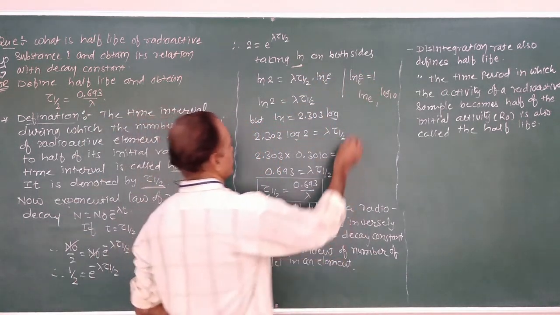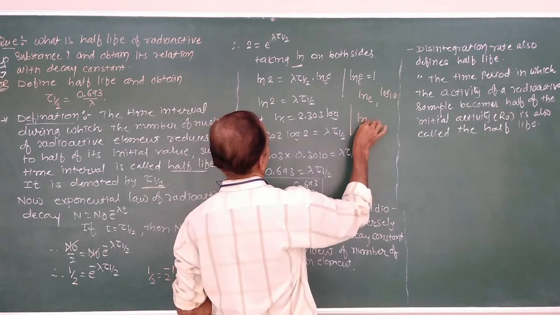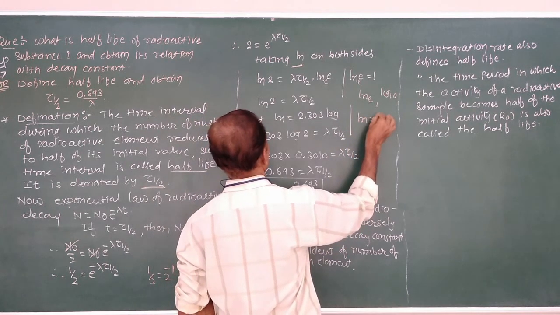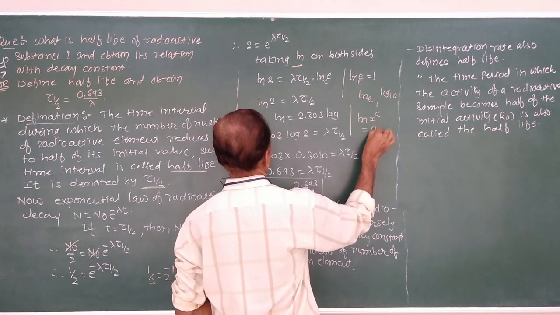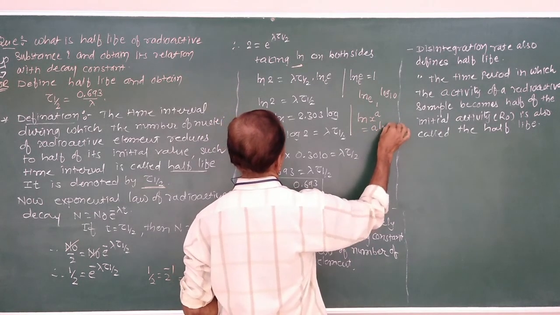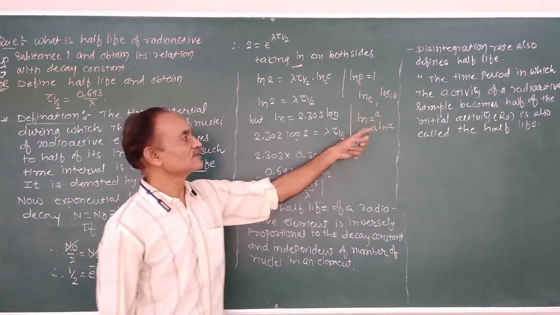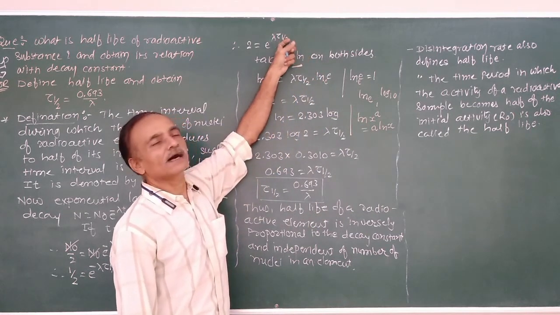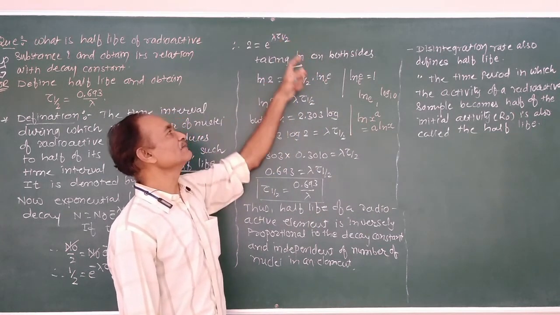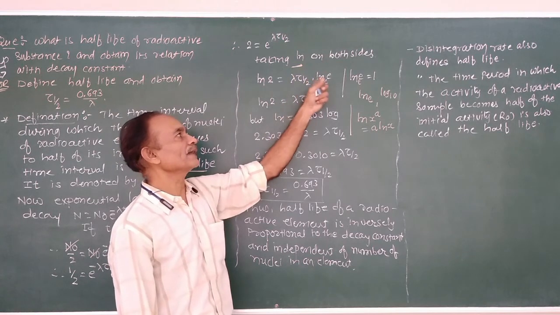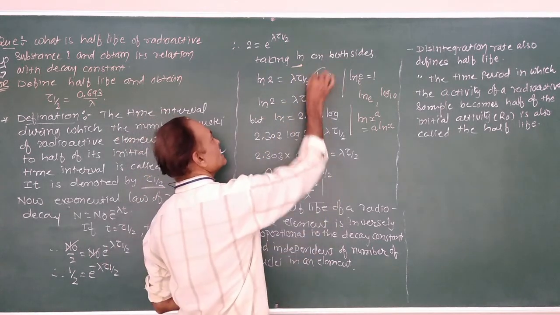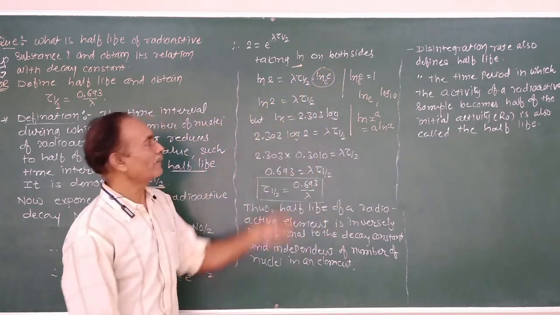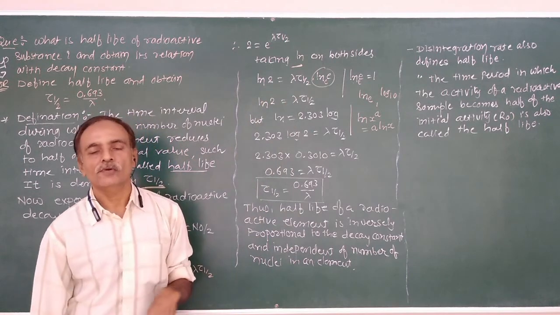Now, one more property of ln: ln X^A can be written as A ln X. We are using this concept, the power of e, λ τ half, comes in multiplication: λ τ half into ln e. ln e base e is equal to 1. Therefore, ln 2 is equal to λ τ half.